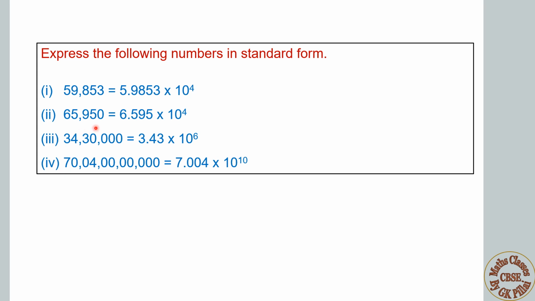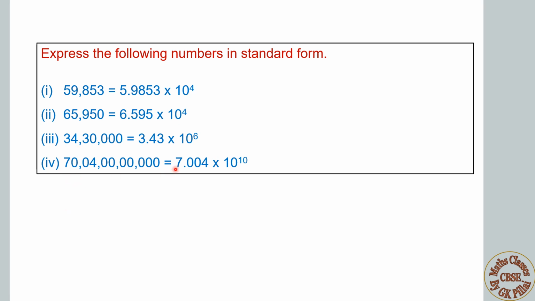65,950. The same way you have to write 6.595 into 10 to the power of 4. Once again, from here there are 4 decimal places. There are 4 places. 0 is left out. 343 with 4 zeros: 3.43 into 10 to the power of 6. From here there are 6 places, 6 decimal places, or you can count 6 places here, 6 digits.